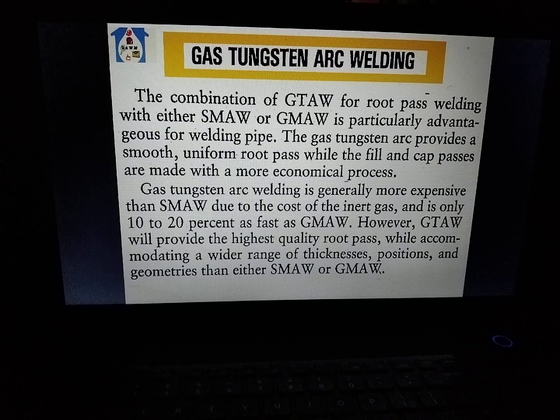GTAW is generally more expensive than SMAW due to the cost of the inert gas, and it is only 10 to 20% as fast as GMAW. However, GTAW will provide the highest quality root pass, while accommodating a wider range of thickness, position and geometry than SMAW or GMAW.